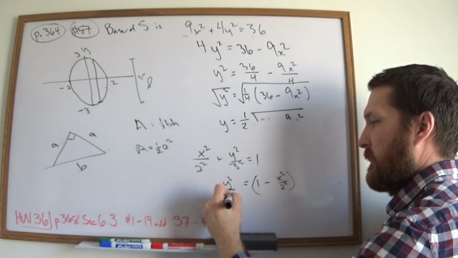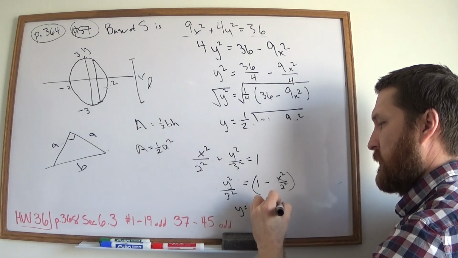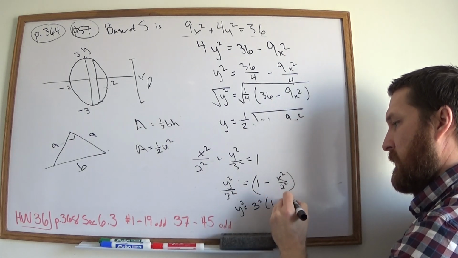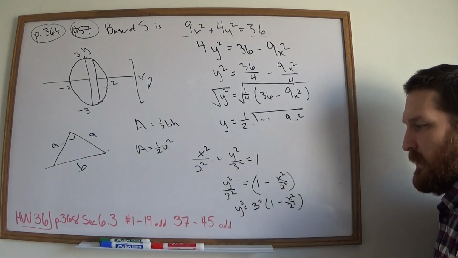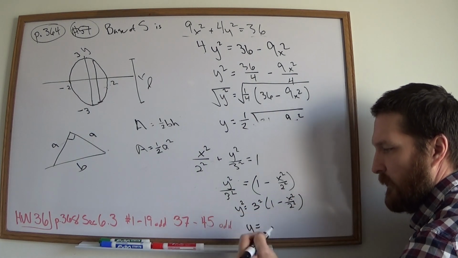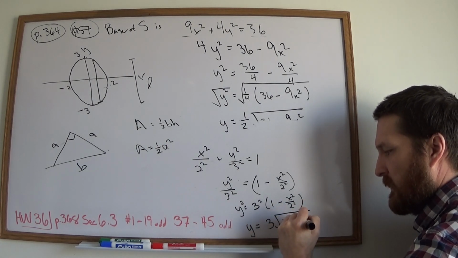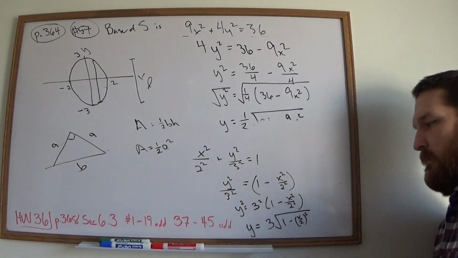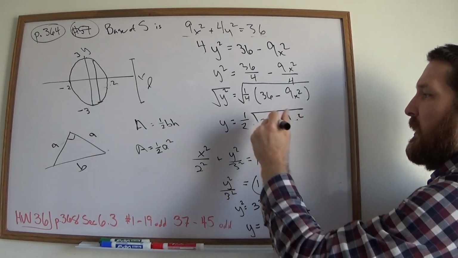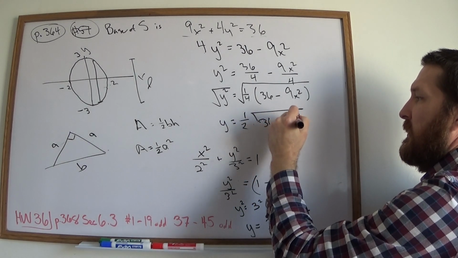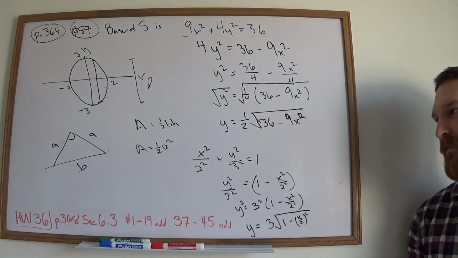Y squared over 3 squared, so y squared is 3 squared times 1 minus x squared over 2 squared. So it'll be much cleaner. Take the positive square root, and we get 3 times root 1 minus x over 2 all squared. Which you could pull out, right? This is what we got here, 36 minus 9x squared, and that would be your next step. Pull that guy out.